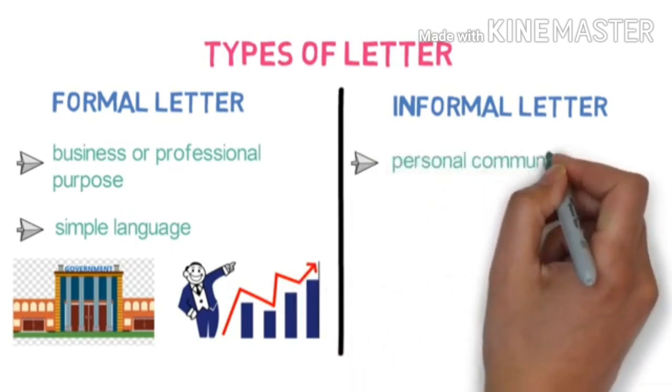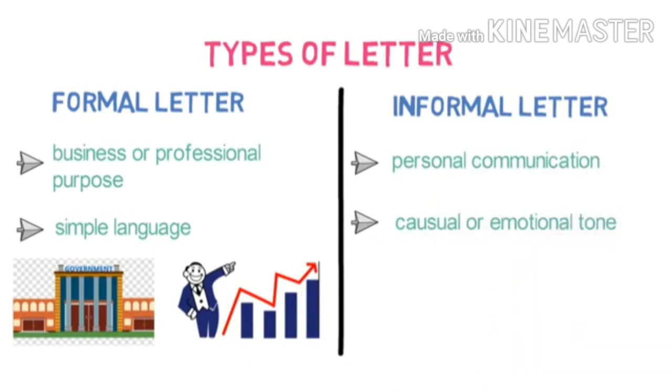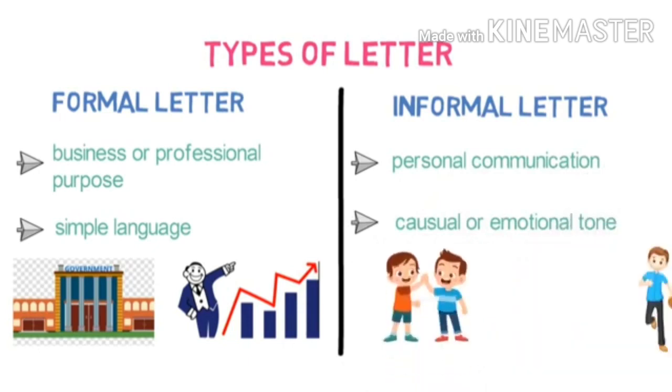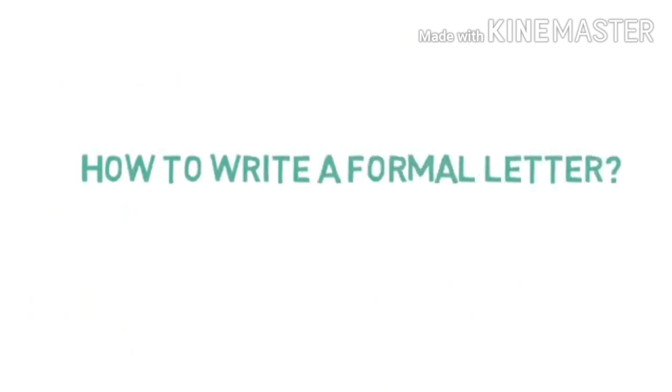And the informal letter is a personal communication with a casual or emotional tone. So we have to write the language in a casual or emotional tone. We write for our family, friends, uncle, aunt, etc. Okay, see how to write a formal letter.